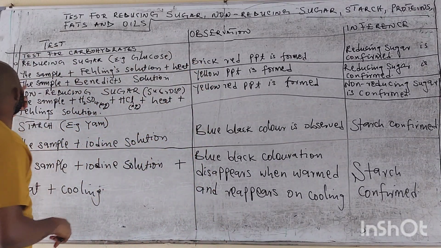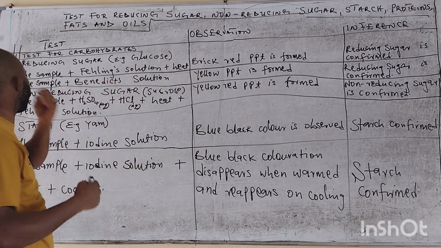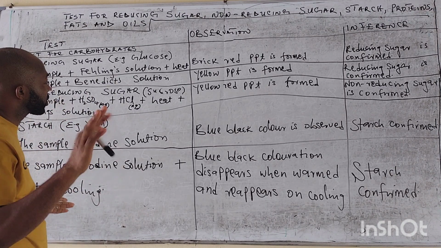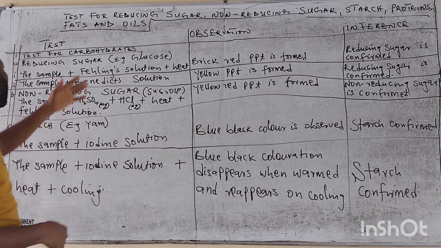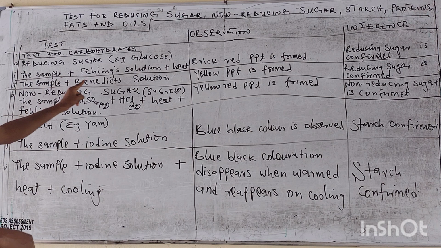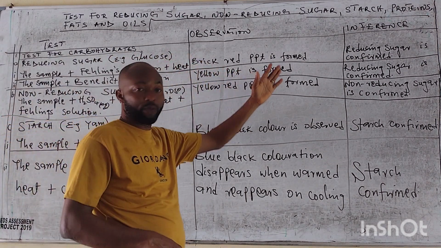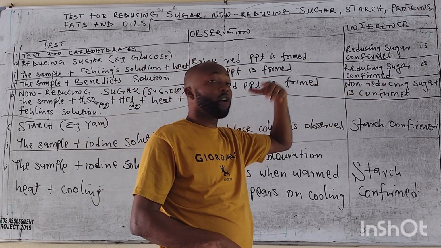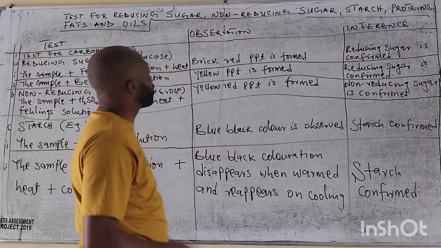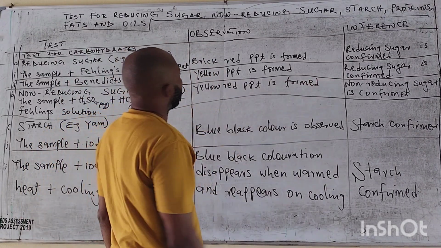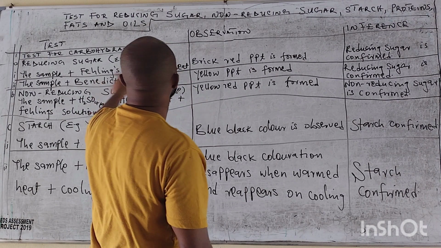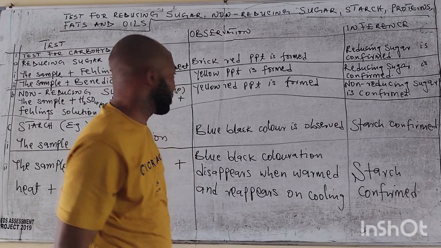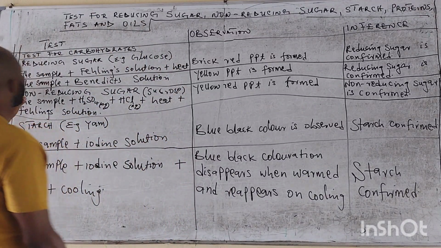Now, two: the sample plus Benedict solution. Any example of a reducing sugar, be it galactose or mannose and so on, when you add Benedict solution, a yellow precipitate will be formed. That yellow precipitate in the inference shows that reducing sugar is also confirmed. So with Benedict solution, you get a yellow precipitate; with Fehling solution, you get a brick red precipitate when you test reducing sugars.